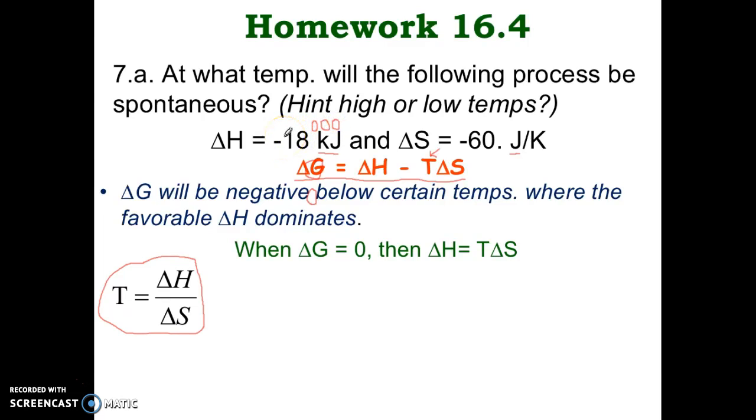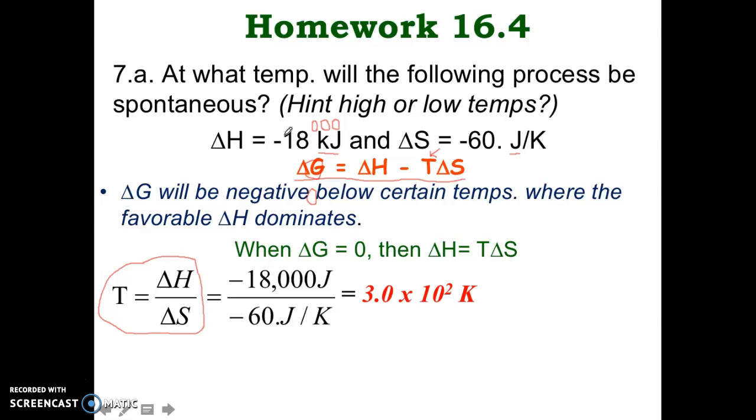I divide that by my delta S, which is negative 60 joules per Kelvin. What ends up happening is I get 3 times 10 to the second kelvins, or 300 kelvins. So this is the temperature. This is the temperature at which I'm at equilibrium.